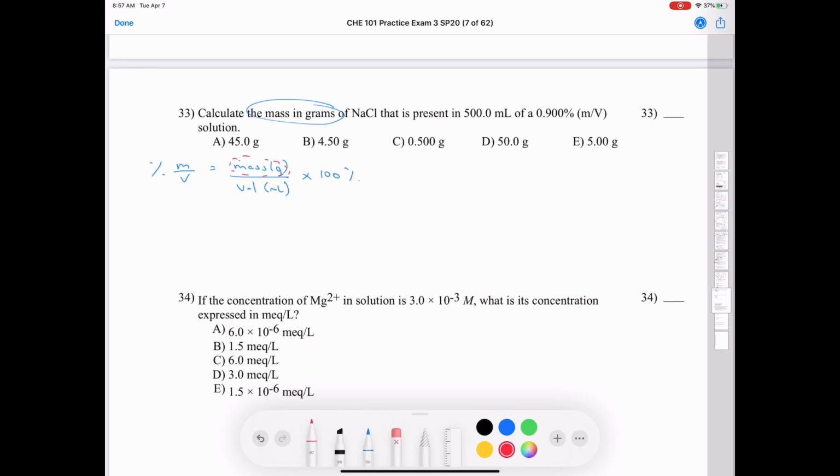So let's plug in our numbers. So the percent mass over volume is 0.900. I'll put in X for my mass. My volume is 500.0 milliliters. And then, of course, I'm multiplying by 100%. So I can rearrange that formula to solve for X. So X is going to be equal to 0.900 divided by 100. And then I'm going to multiply that by 500.0. So when I solve that, I get that X is equal to 4.50, and the units will be grams.